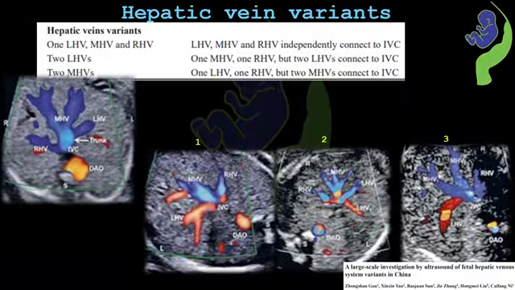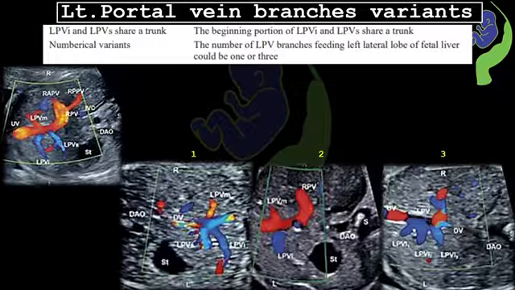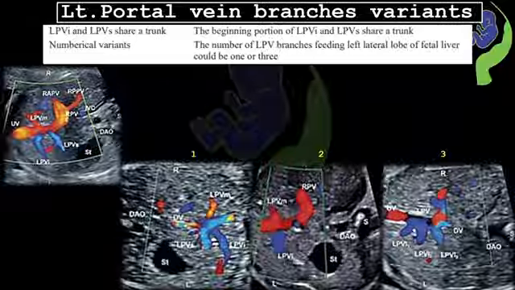Now we are moving to variants of branches of the left portal vein. In the picture on the left side, you can see the normal left portal vein branches like the superior branch and inferior branch on the left side and the medial branch on the right side. In the image labeled 1, you can see a variant where the left portal vein inferior and superior share a common trunk before dividing. In the picture labeled 2, instead of seeing two branches on the left side, we are seeing only one branch. This is one of the anatomical variants.